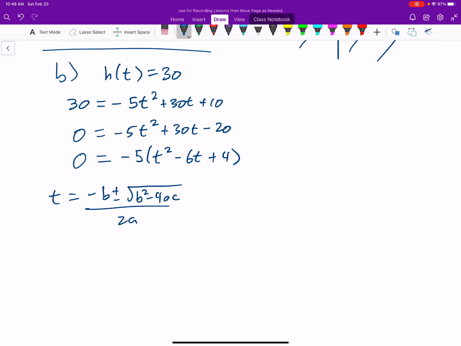Well, what's a, b, and c? Well, a is 1, b is negative 6, and c is 4. Again, that's just pulled out of the equation here, right? And plugging those numbers in, negative 6 is going to be a positive 6. Negative 6 squared is going to be positive 36.